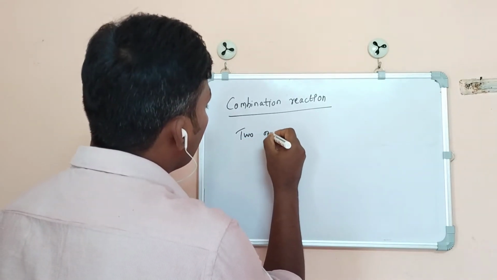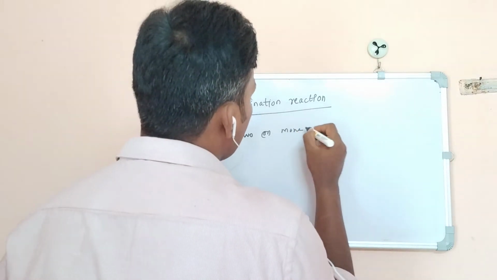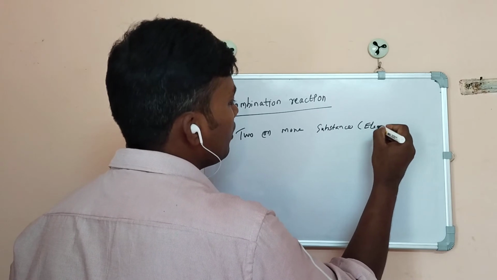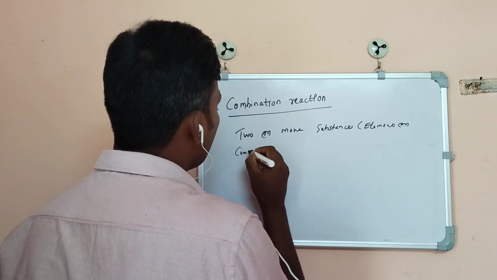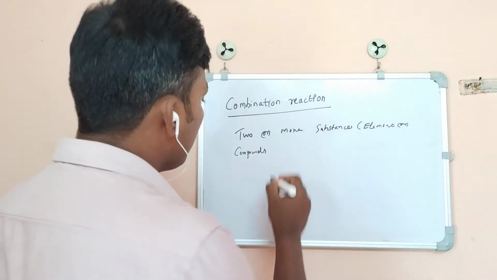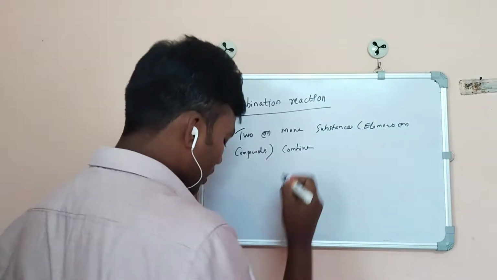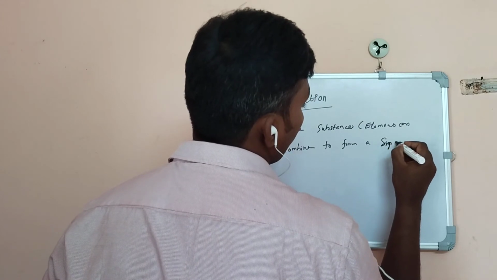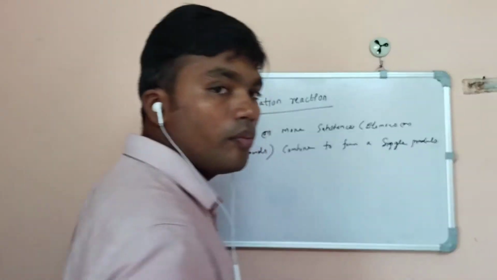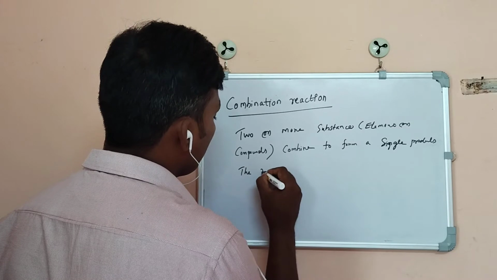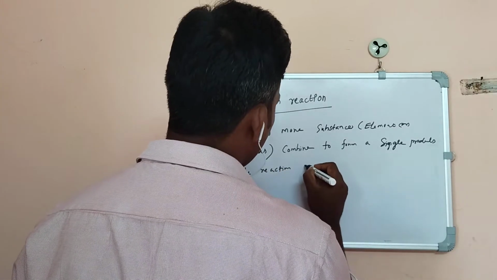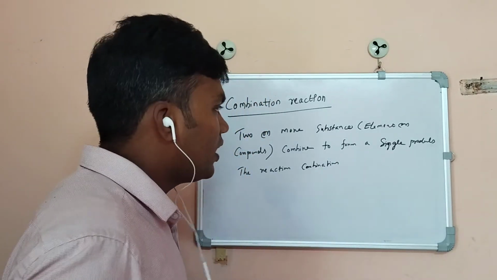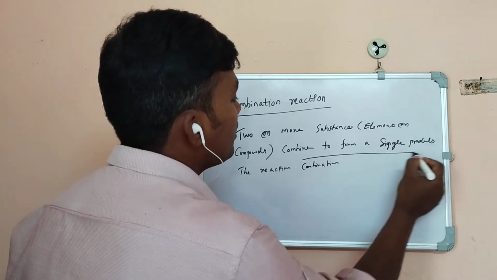Two or more substances, that may be elements or compounds, combine to form a single product. The reaction is known as a combination reaction.